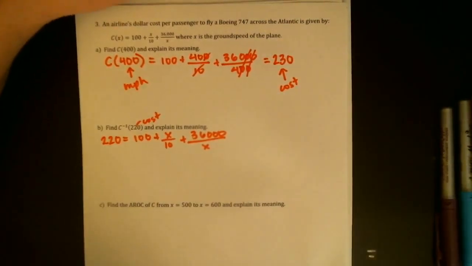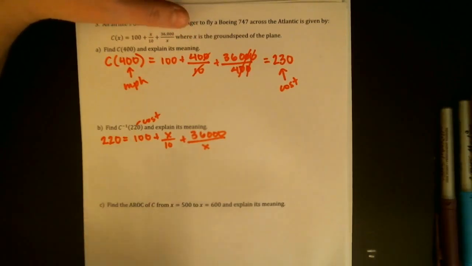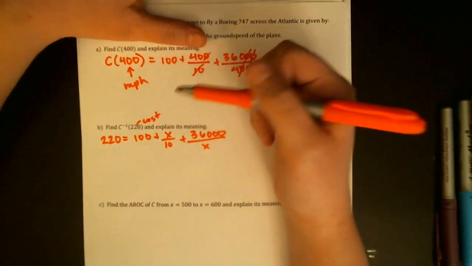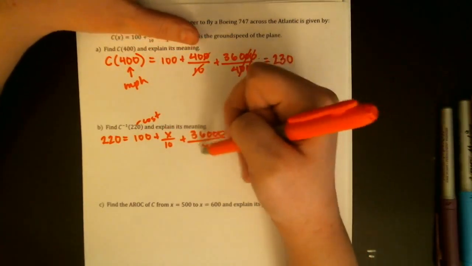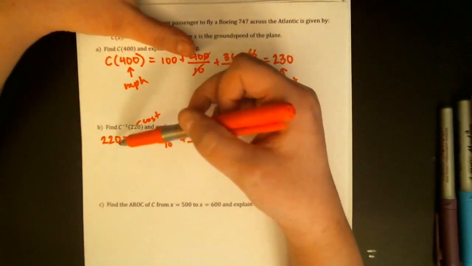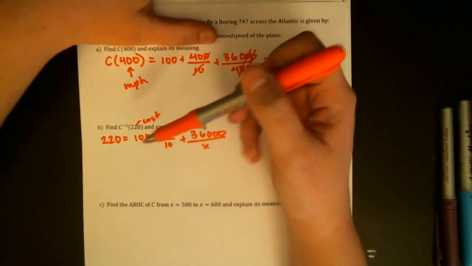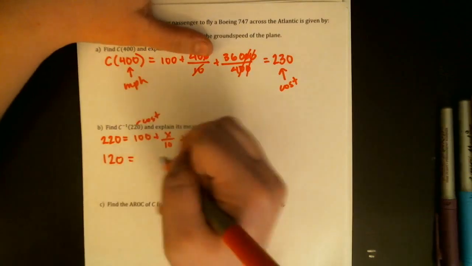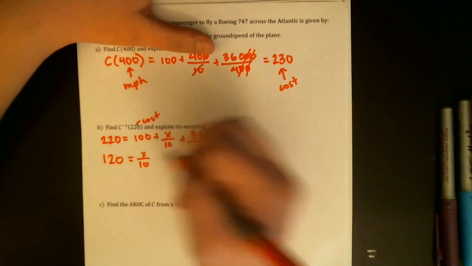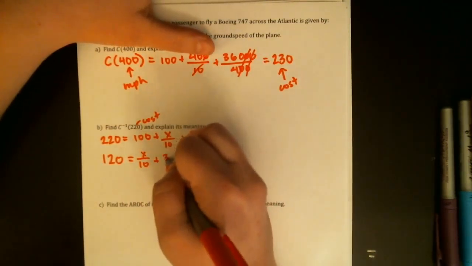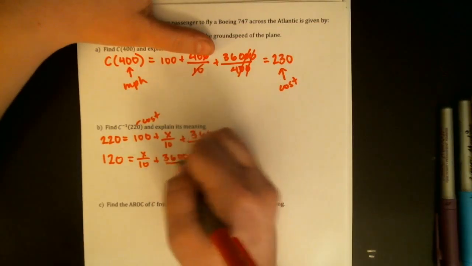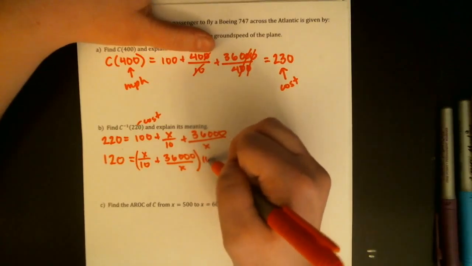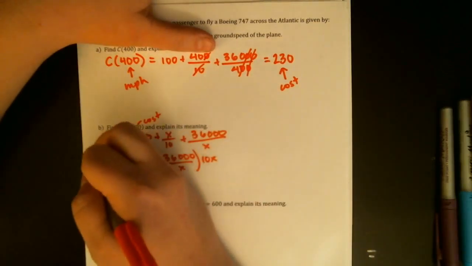Okay, so that looks like a mess, but I actually think this works out fairly well, although I don't know if I left myself quite enough room. Let's go ahead. One big thing is going to be to clear fractions, but I think I'm going to go ahead and subtract the 100 first, just because that combines nicely. So I have 120 equals x over 10 plus 36,000 over x. So if I want to clear fractions, I'm going to multiply both sides by 10x.